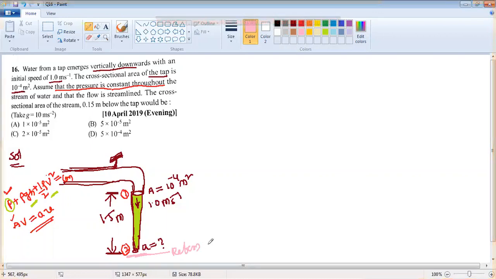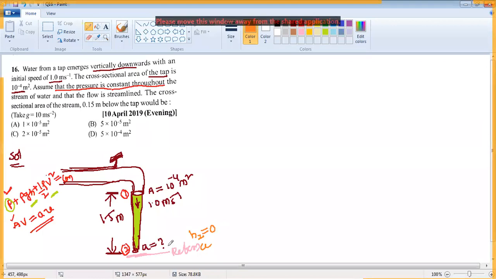With this reference I took here, H2 equals 0 because this is the reference. Now H1 is equal to 0.15 meter. So now using the Bernoulli equation, 0.15 meter. Sorry, 0.15 meter. This is 0.15 meter.